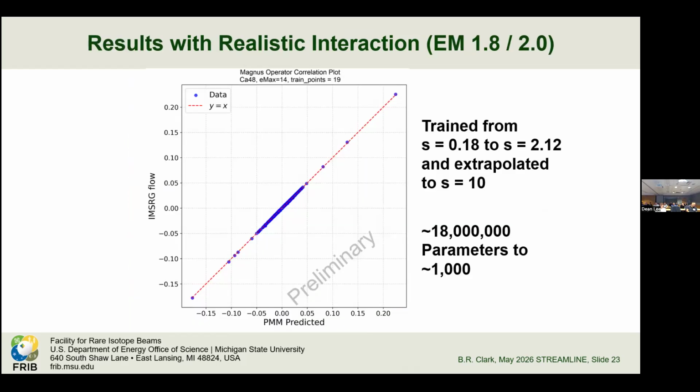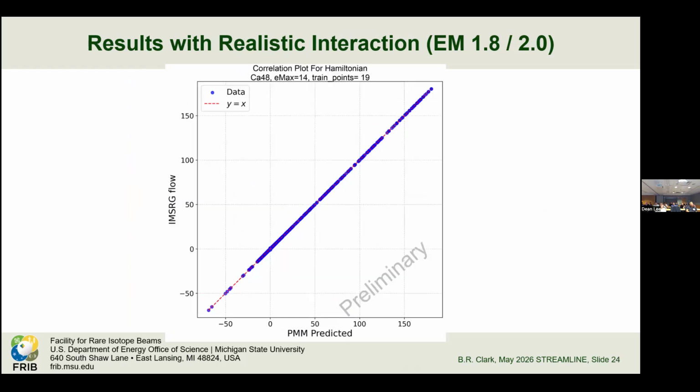So even for realistic interactions, which we started doing this year, it still works out pretty well. This is for calcium 48 at Emax 14 using only 19 training points. We also get a pretty good correlation plot. And this is notable because this is 18 million parameters. We were modeling with about 1,000 parameters with our PMM.